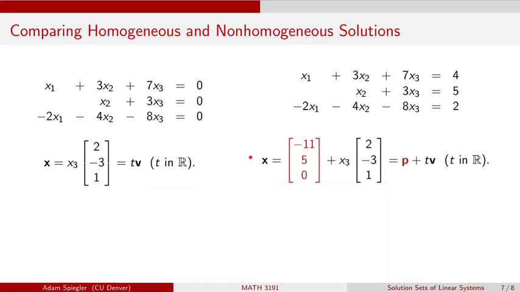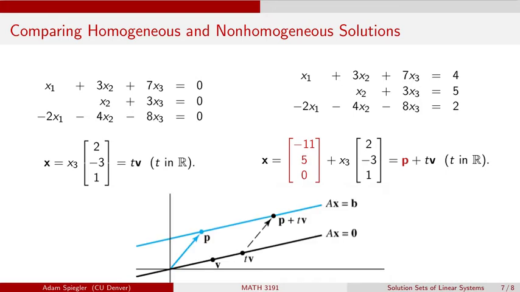And we found its solution on the previous slide that we could write in parametric form like so. So you can see that the two solutions have something in common, namely this term t times v. So the vector v is the same in both of these cases. So let's take a look at what the picture might look like.